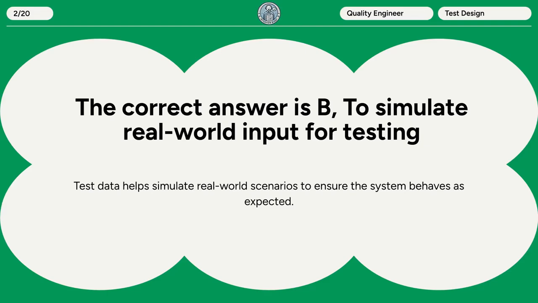The correct answer is B. To simulate real-world input for testing. Test data helps simulate real-world scenarios to ensure the system behaves as expected.